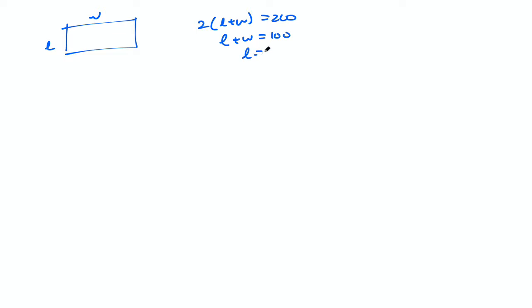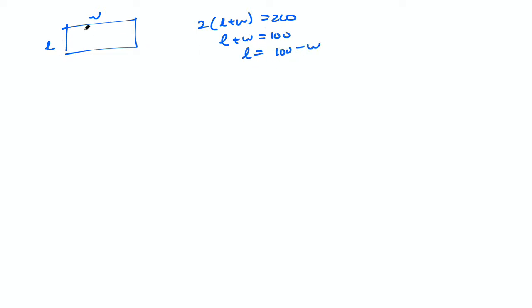So we have a rectangular field where the amount of fencing is 200 meters total. We have the length and the width. That means 2 times (length plus width) is equal to 200, so the length plus width is equal to 100. Moving this to the other side, we have this.